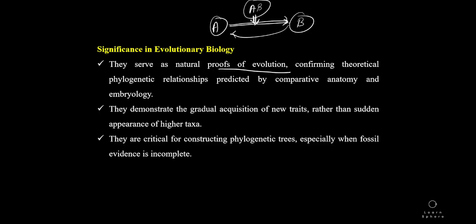Clear? So this provides the natural proof of evolution, and confirms the theoretical phylogenetic relationships predicted by comparative anatomy and embryology. They demonstrate the gradual acquisition of new traits rather than the sudden appearance of higher taxa. Clear? They are critical for constructing phylogenetic trees, especially when fossil evidence is incomplete.